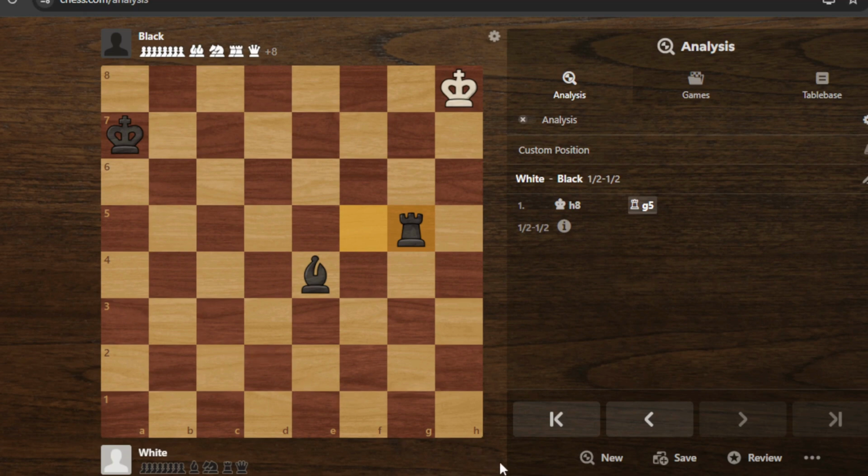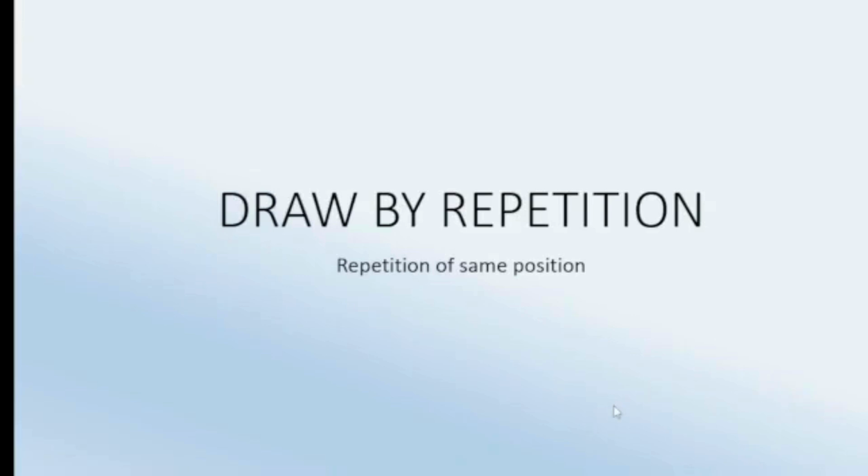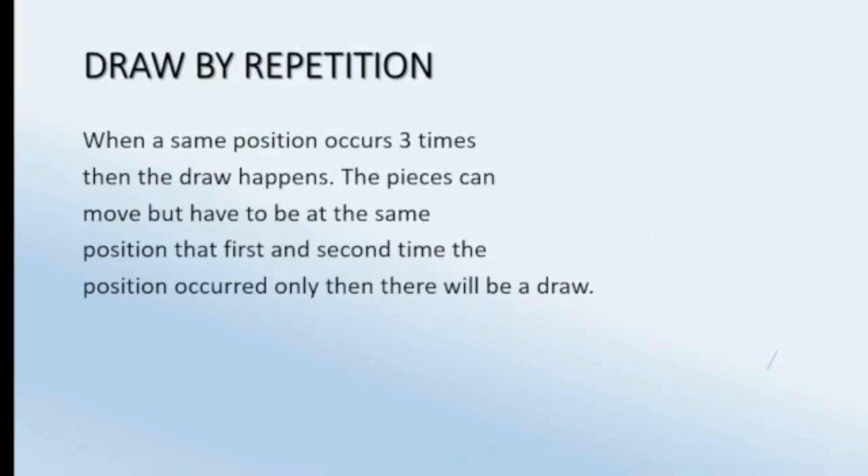So let's go on to draw by repetition. Draw by repetition means repetition of the same position 3 times. Let me show you. When the same position occurs 3 times, then the draw happens.